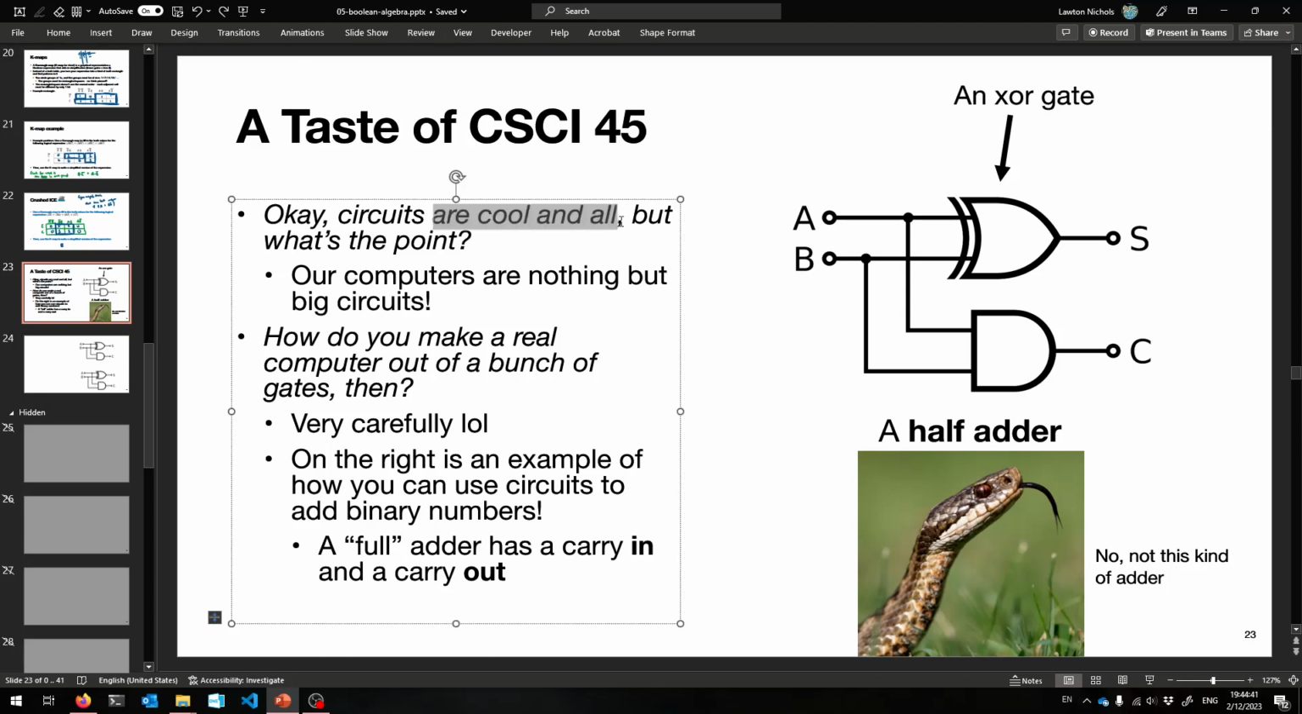So circuits are cool maybe, but what's the point of learning how to draw these fancy things, computing them and simplifying them? Well, I guess the first answer is, of course, our computers think in terms of logic gates. Our computers are nothing but big circuits of ands, ors, and nots. Really, they're just a bunch of nands together, but you get the idea.